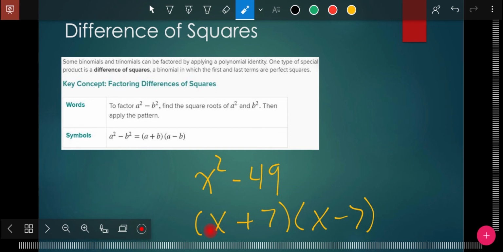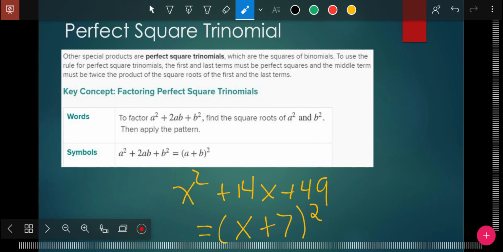Then I can break it up into two sets of parentheses. x and x makes x squared. 7 and 7 makes 49. 1 positive, 1 negative. That's called difference of squares. All right. Or perfect square trinomial.